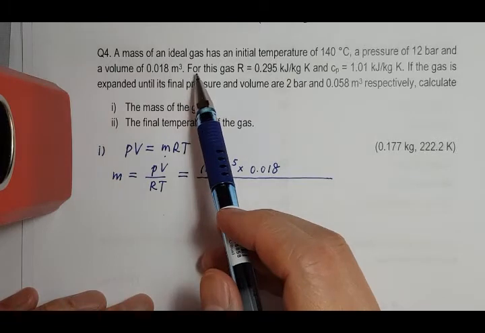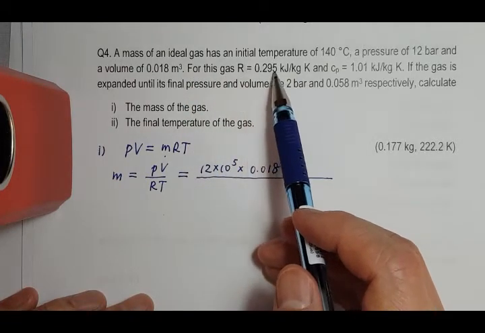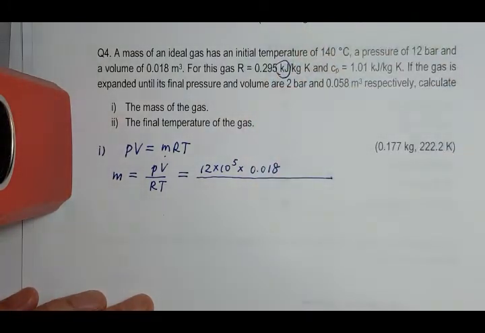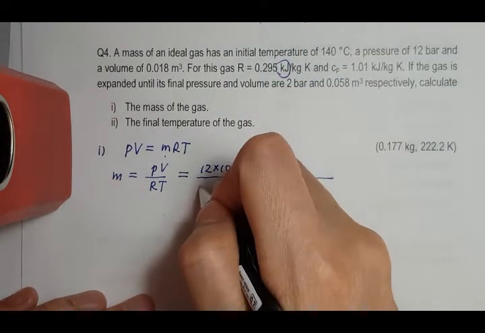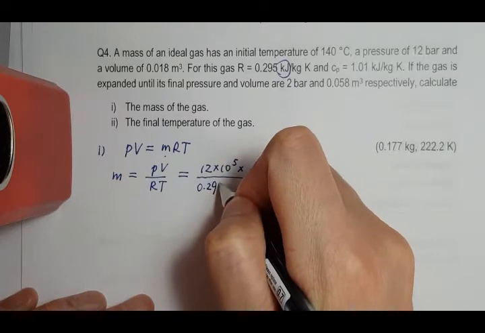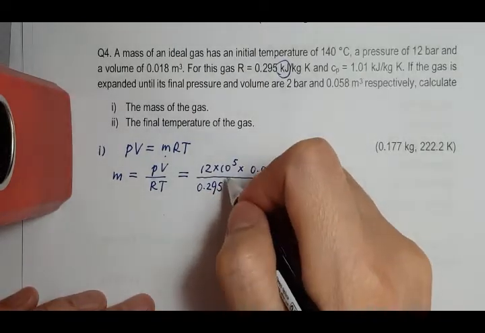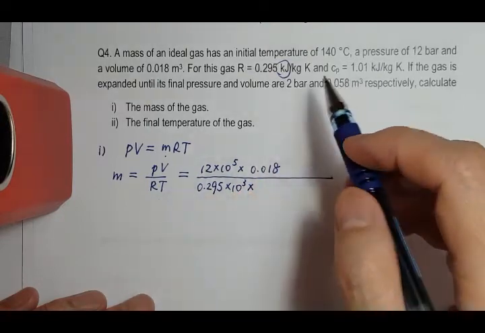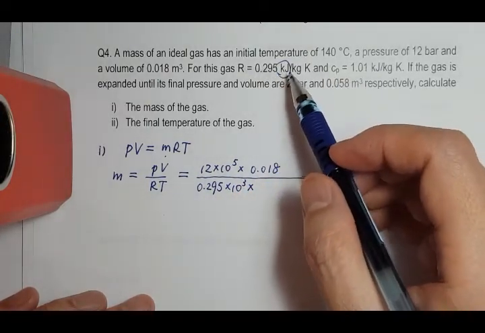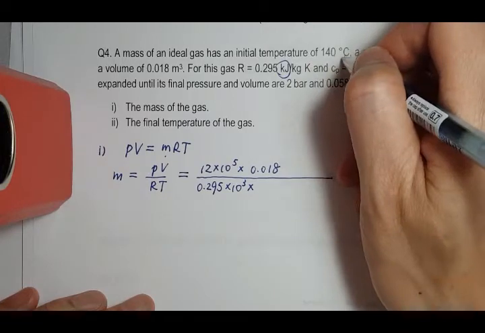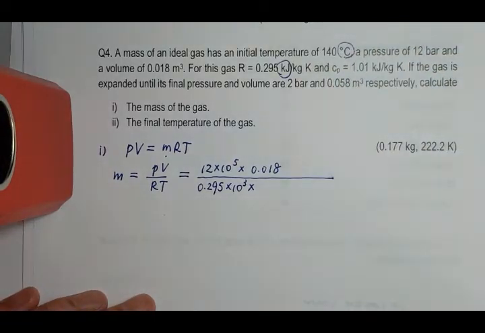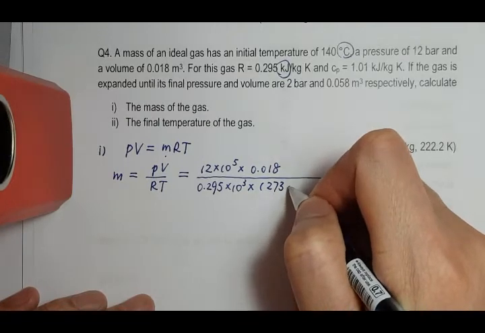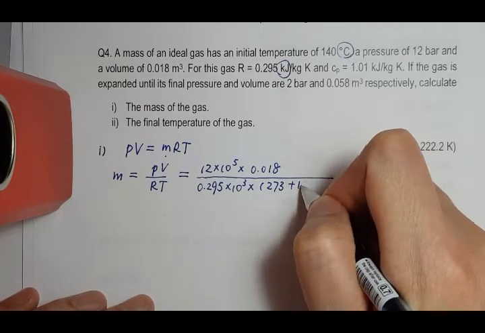So R for this gas has already been given here. But again, be very careful. This is in kilojoules, which is not an SI base unit, so we need to convert that to joules by multiplying by 1000, times the temperature. The temperature is 140 degrees, so we need to convert it to Kelvin by adding 273 plus 140.